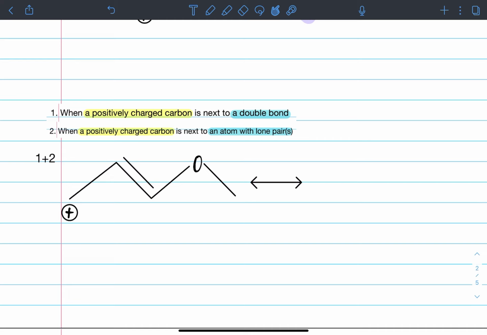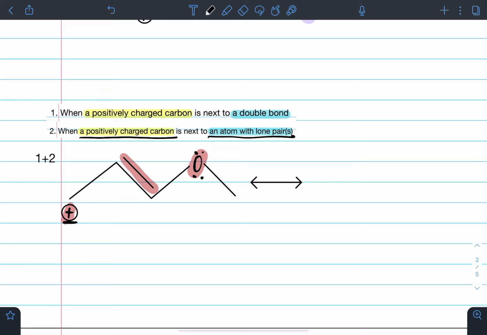So looking at this structure, right off the bat, I see 3 things. I have a positively charged carbon, I have a double bond, I have an oxygen, right? Then I was thinking to myself, okay, this oxygen is an atom with lone pair. True. That is so true. But this oxygen with lone pair, is it next to this positive carbon? No, they're pretty far away, right? It is not next to this positive carbon, but it's okay. Because why? Because this positive carbon is right next to a double bond, right? They're next to each other.